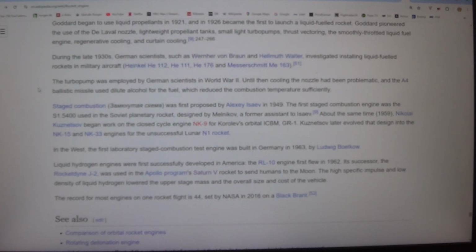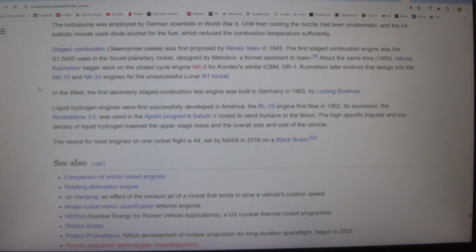Staged combustion was first proposed by Aleksey Izhev in 1949. The first staged combustion engine was the S1.5400 used in the Soviet planetary rocket, designed by Melnikov, a former assistant to Izhev. About the same time, 1959, Nikolai Kuznetsov began work on the closed-cycle engine NK-9 for Korolev's orbital ICBM, GR-1. Kuznetsov later evolved that design into the NK-15 and NK-33 engines for the unsuccessful Lunar N-1 rocket.